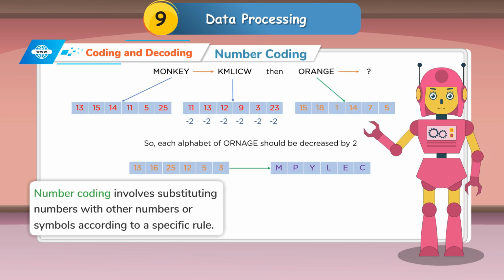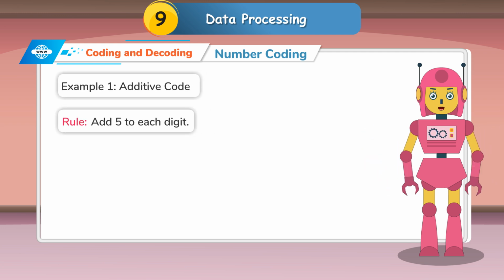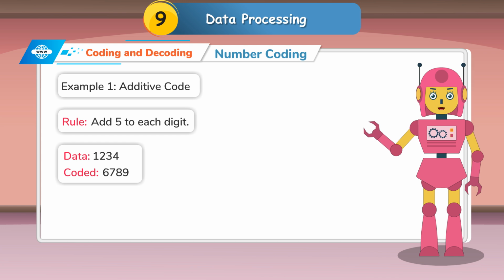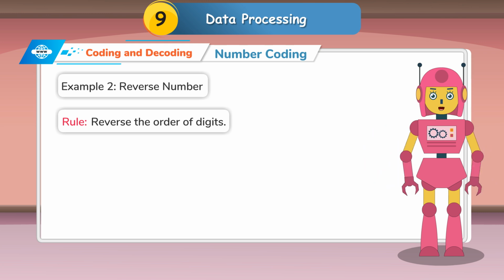Number coding. Number coding involves substituting numbers with other numbers or symbols according to a specific rule. Example 1. Additive code. Rule: add 5 to each digit. Data: 1234. Coded: 6789. Example 2. Reverse number. Rule: reverse the order of digits.